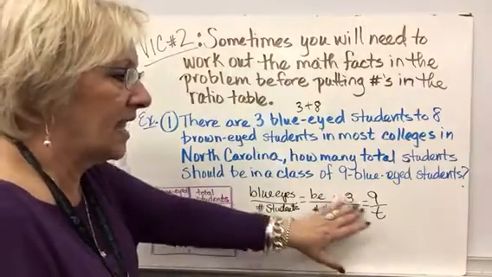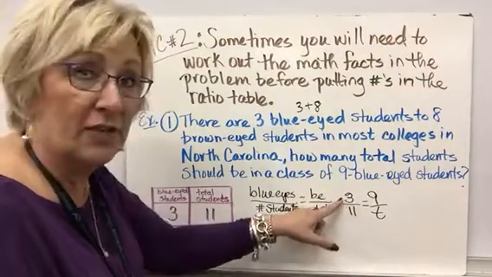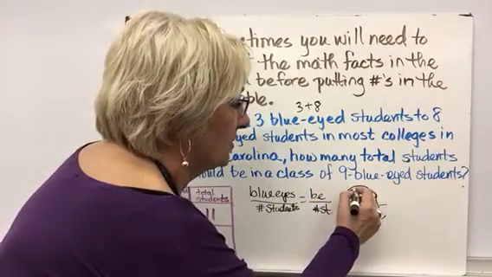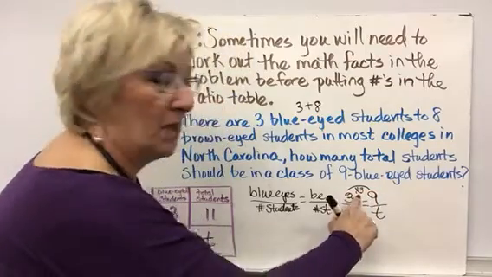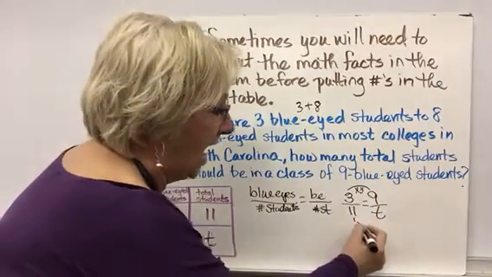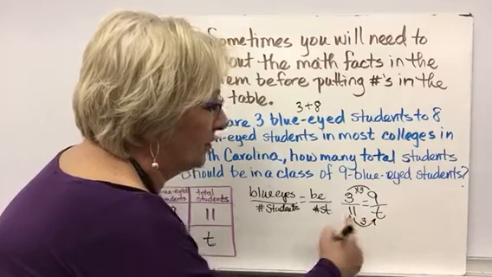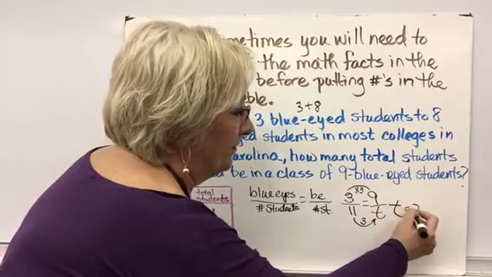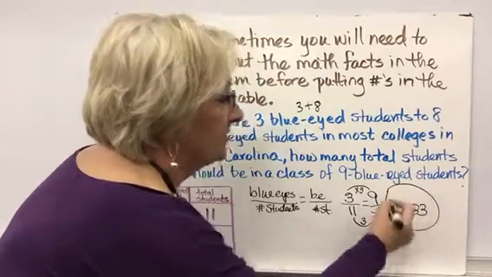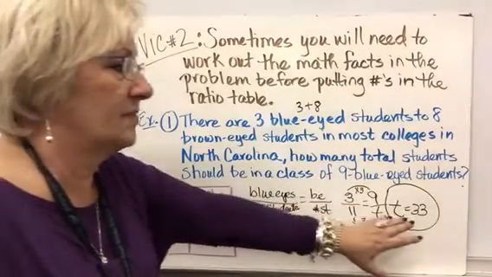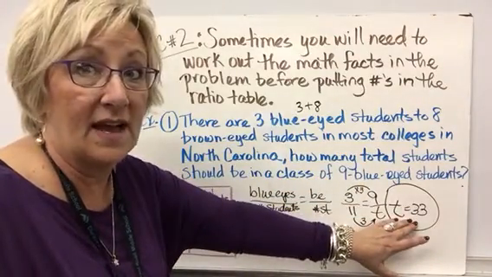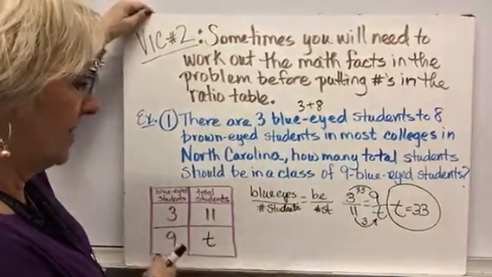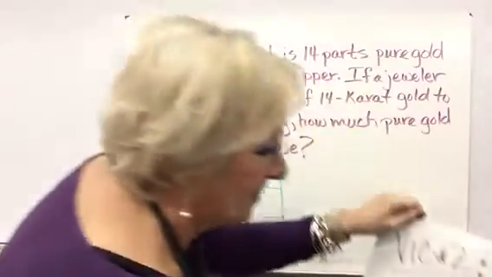Now in this case, it would be kind of crazy to cross multiply because I can look at 3 and tell you what I did to 3 to get 9. What I did to 3 to get 9 was multiply by 3. If I multiplied the numerators by 3, I have to multiply the denominators by 3. So I know 11 times 3, T is going to be 33. So in a class that has 9 blue-eyed students, there has to be a total of 33 students in that class. So whenever I can see what I've multiplied it by or have to divide it by, that's when you're going to look at it and just use that method instead.